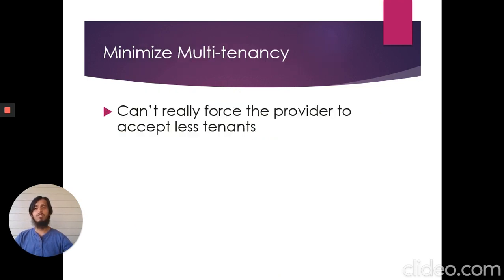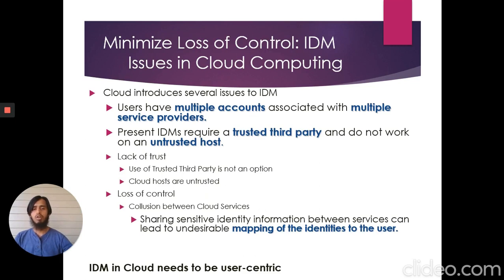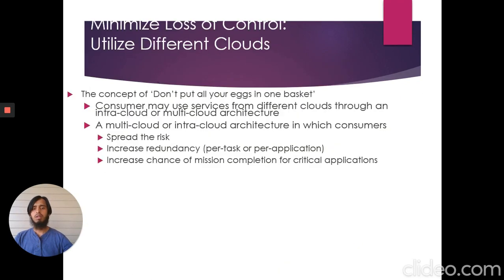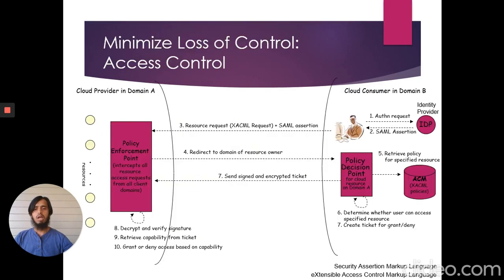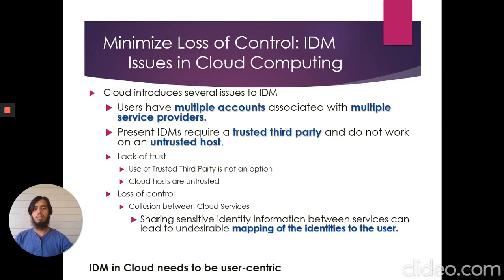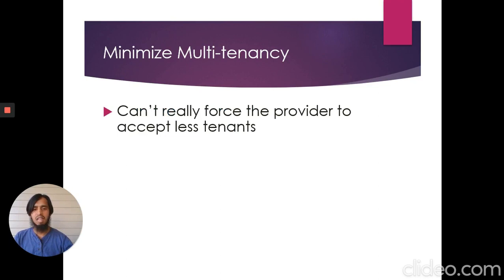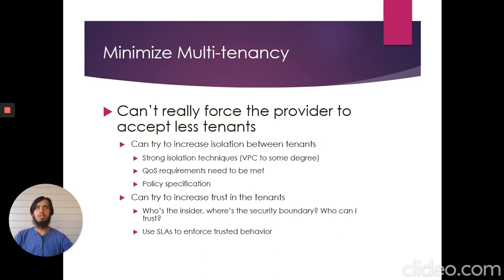Now, minimizing multi-tenancy. After seeing minimizing lack of trust and minimizing loss of control, now minimizing multi-tenancy. You can't really force the provider to accept fewer tenants. As we may require very little space on the cloud, we cannot tell the provider not to take other tenants and to give the space on the same cloud. So how can it be dealt with? As we already stated, by providing separate isolation or policy specification and trying to increase trust in the tenants.